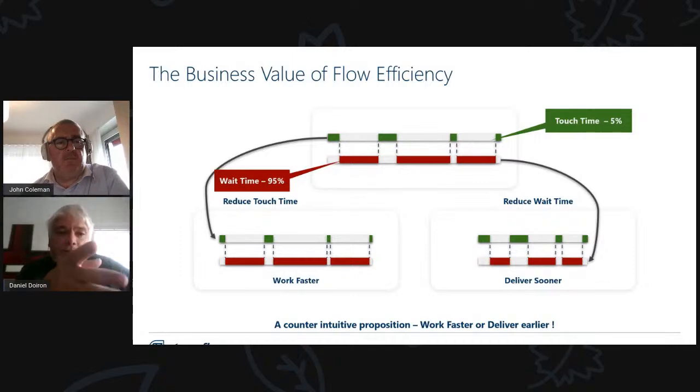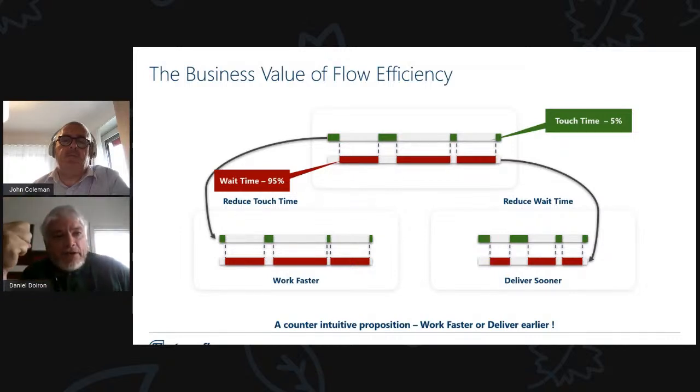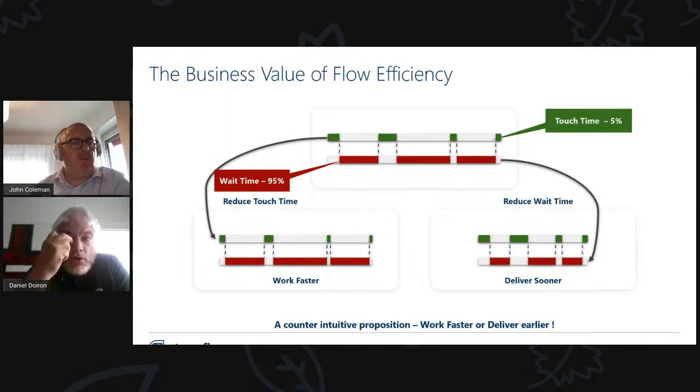So I have a choice here, my friend. I can reduce the touch time in a business initiative to improve flow efficiency, which is 5% of total time, or I can reduce wait time, deliver sooner, or work faster by either reducing touch time or reducing wait time.